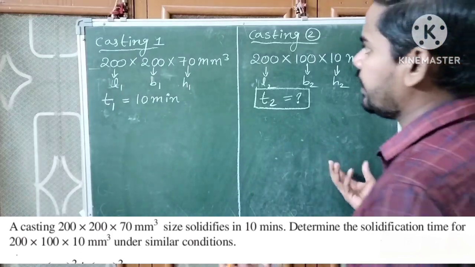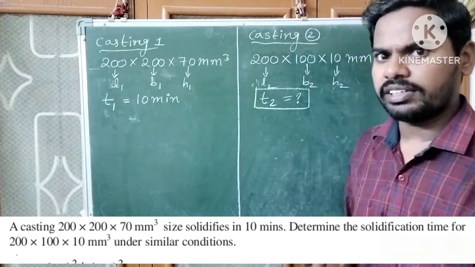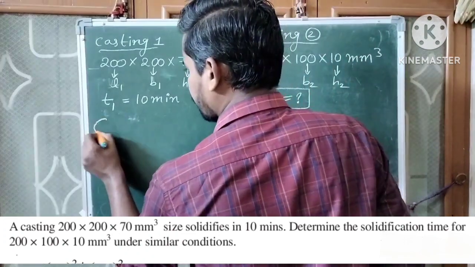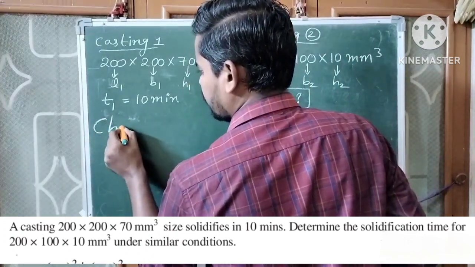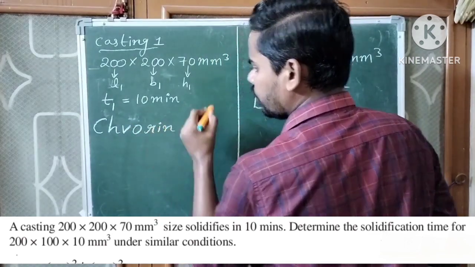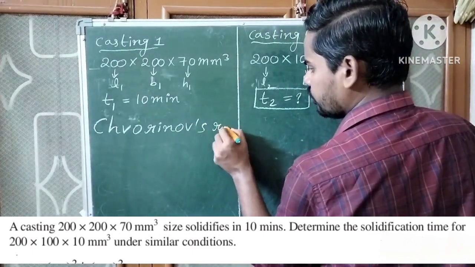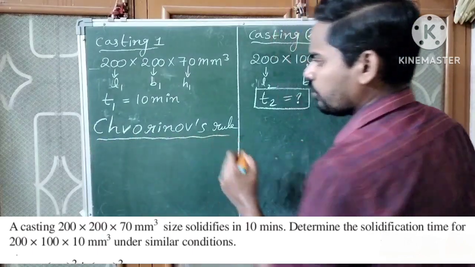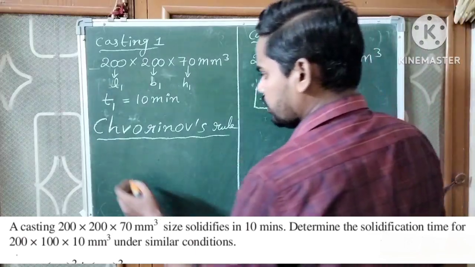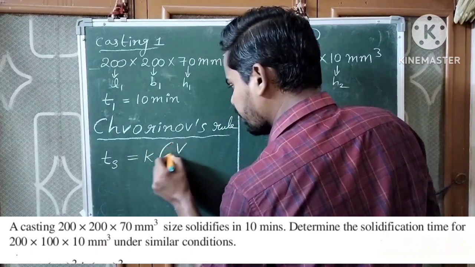So how can you find solidification time? Is there any relation in casting concept? Yes, there is a relation. So very important role, Chvorinov's rule. Actually Chvorinov's rule, pronunciation like Chvorinov's rule. Okay, so V is silent. According to Chvorinov's rule, solidification time Ts is equal to K into V by A whole square.